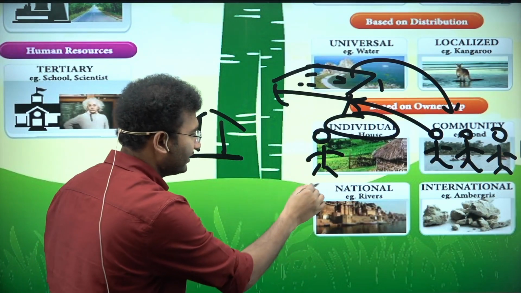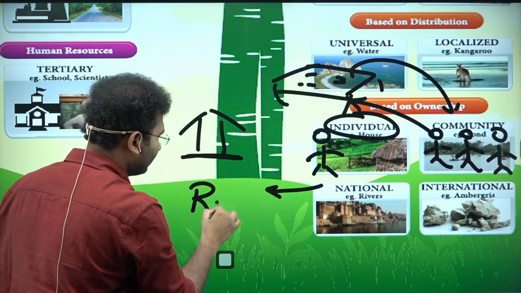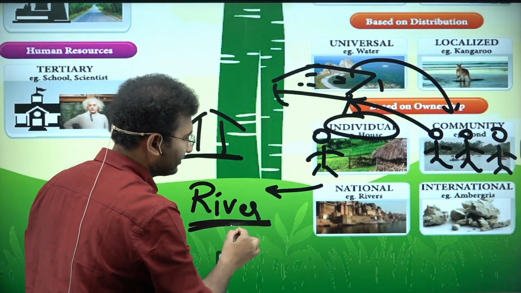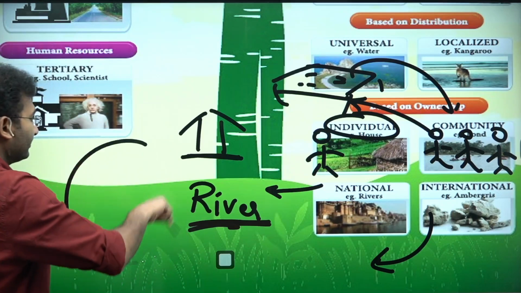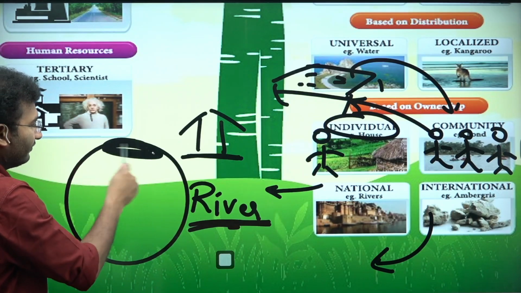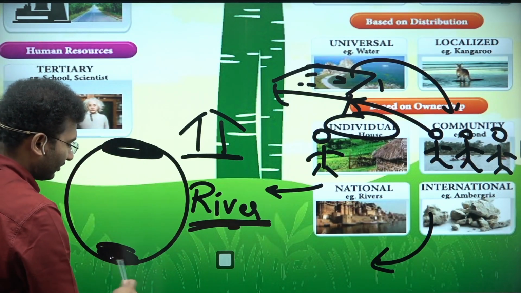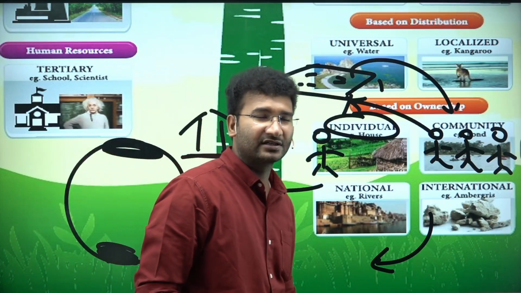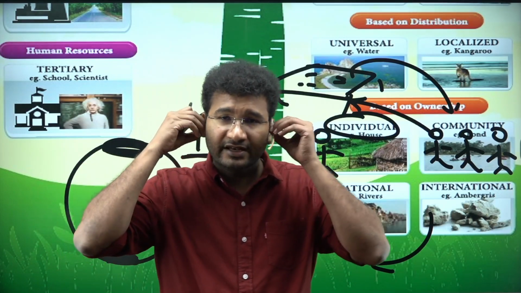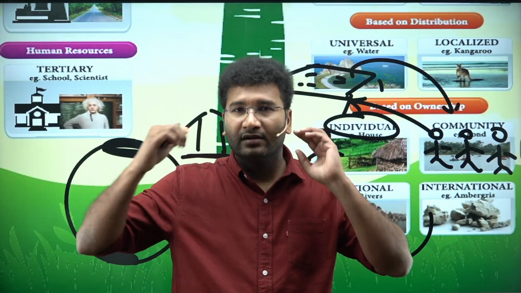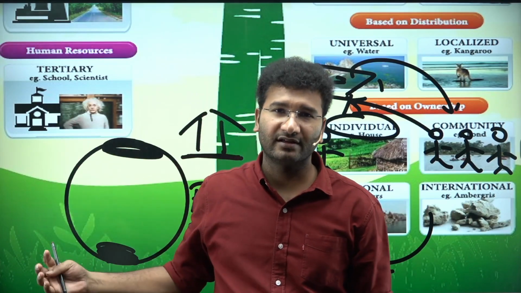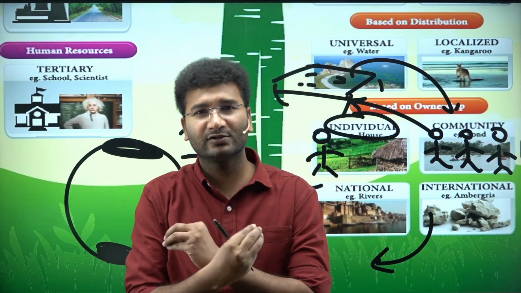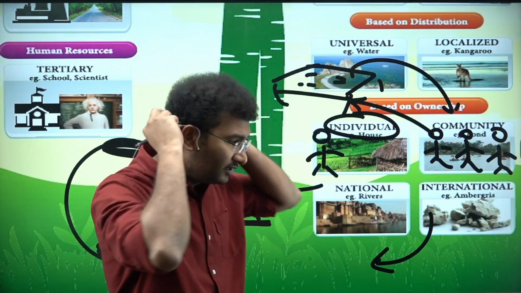Whereas as a nation, you can take a river. A river can be the best example for a nation. Likewise, at the international level, it is the polar region. You see, this polar region is owned by everyone, the North Pole and South Pole. This is called global commons, such as seas. Any sea which is more than 200 nautical miles away from the continental area is called high sea. High sea belongs to everyone. That is called an international resource, right?